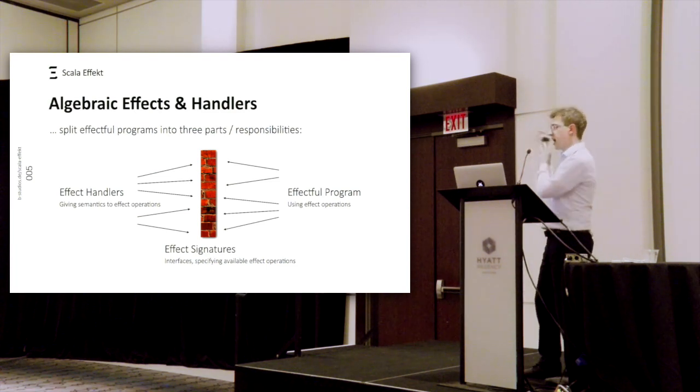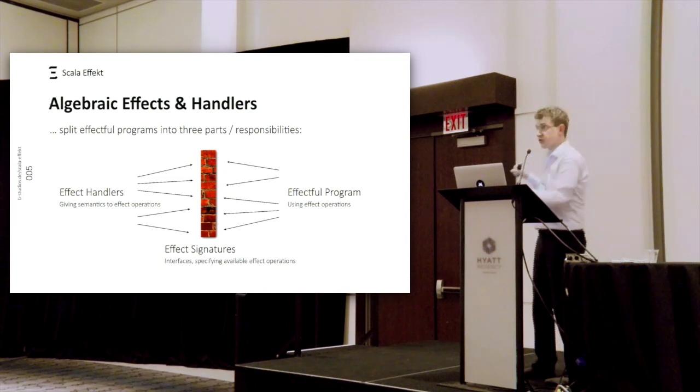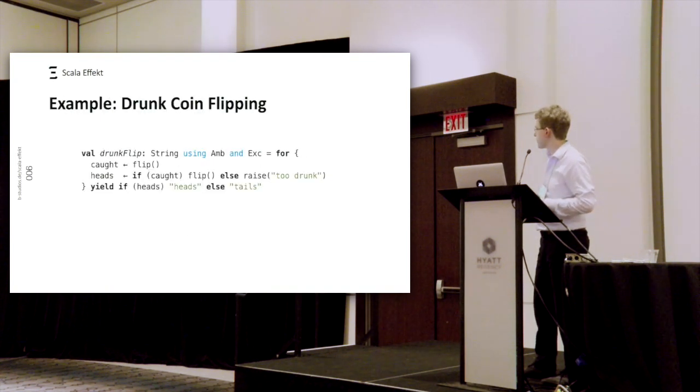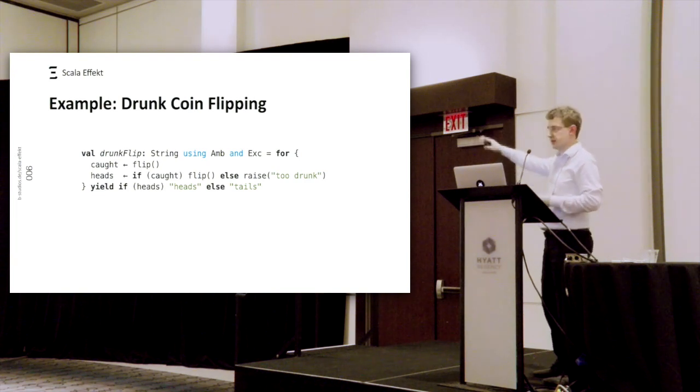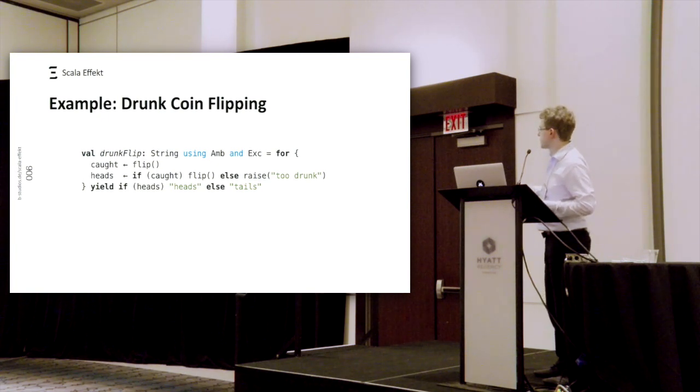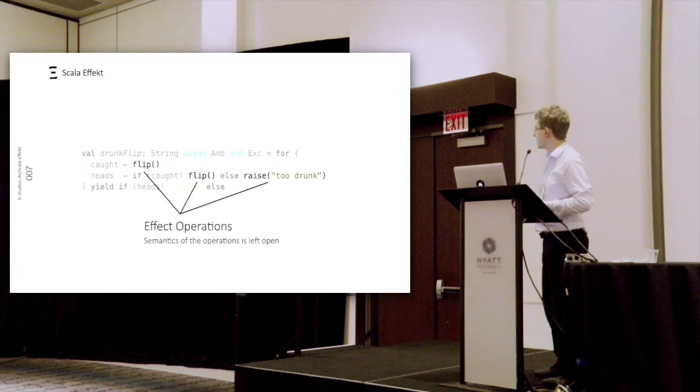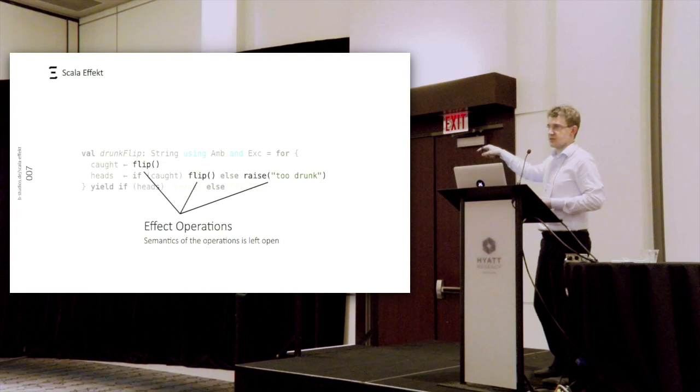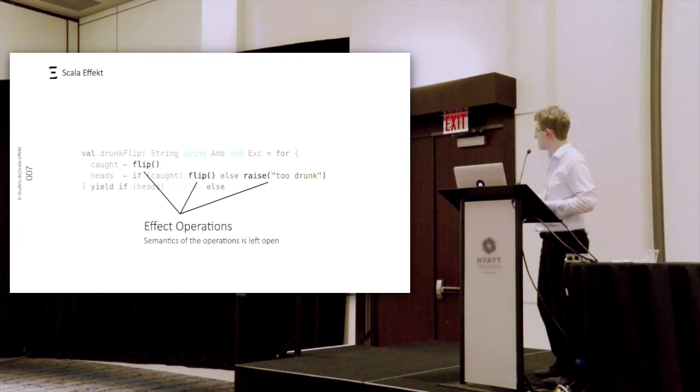So with this very high-level explanation of algebraic effects, let's dive into a concrete example written in Scala using the Effekt library. So this is a standard example in literature. It's a drunk trying to flip a coin. In particular, we see that there are 2 effects in use. So we have a flip effect, and we do have a raise effect here. So these are the effect operations, okay?